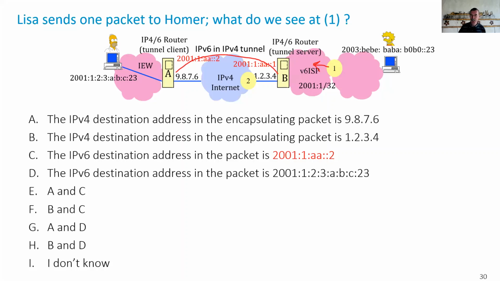The majority says D, which is correct. At this point, what we see is an IPv6 packet. There is no IPv4 destination address of any kind. It's a pure IPv6 packet, and the destination address is the final address, hopefully, because otherwise we would not have a true participation in the IPv6 internet. So the IPv6 destination address would be this one. The correct answer is D.